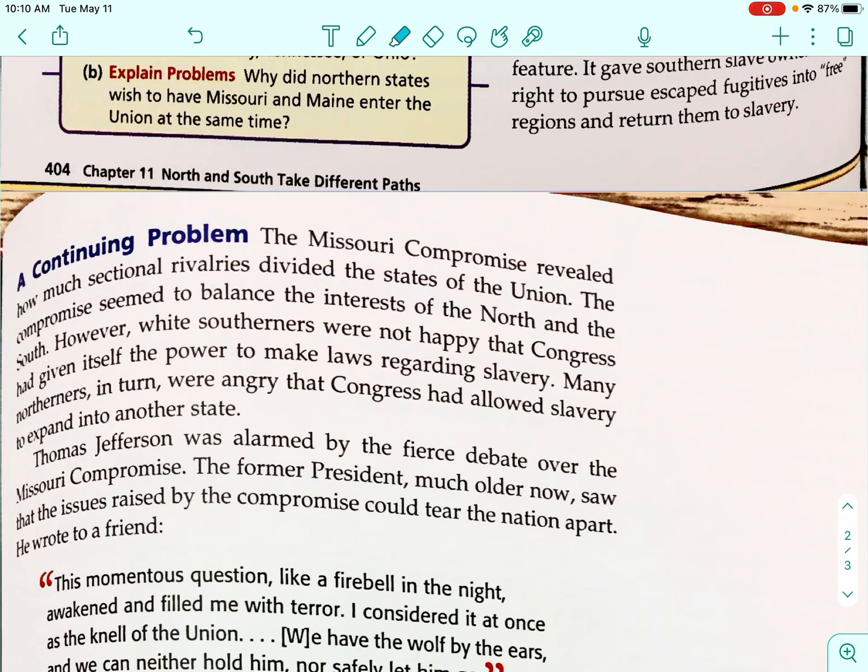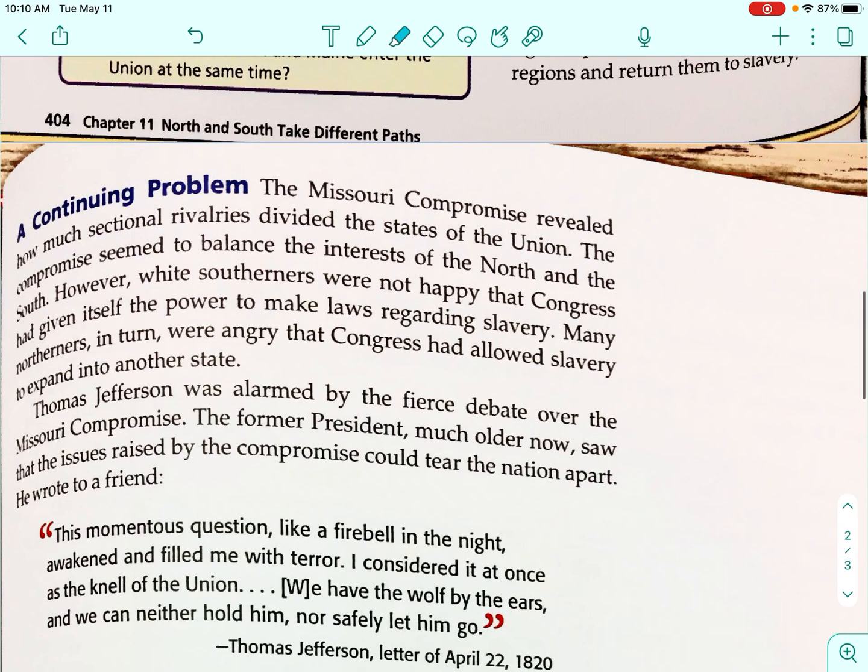Okay, and then the last part on your slide says, what do you think was the effect of the compromise? So the next page says, the Missouri Compromise revealed how much sectional or regional rivalries divided the states of the Union. So it basically showed how much the North and the South were divided. The compromise seemed to balance the interests of the North and the South. However, white Southerners were not happy that Congress had given itself the power to make laws about slavery.